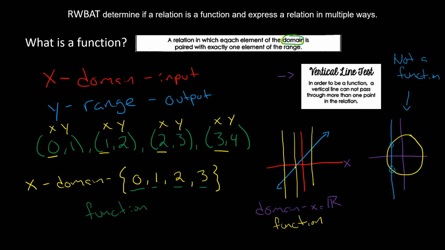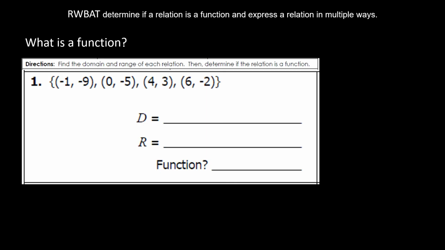So let's do some more examples, just to really cement this learning in. Given this number set, it says find the domain and range of each relation, then determine if the relation is a function. So to determine domain and range, first I want to label my points. I know this is x and y, x and y, x and y, x and y. And we know that domain has to be our x values.